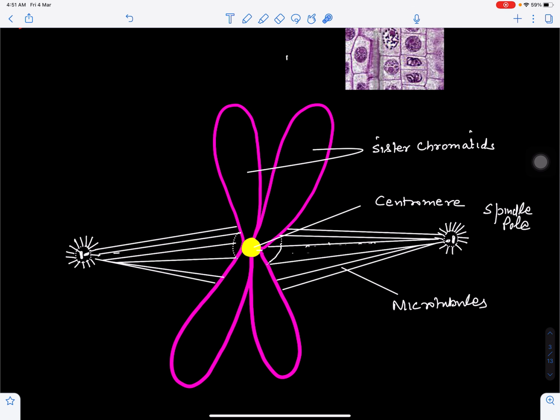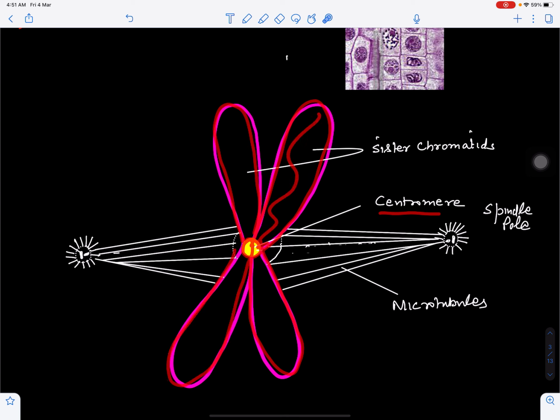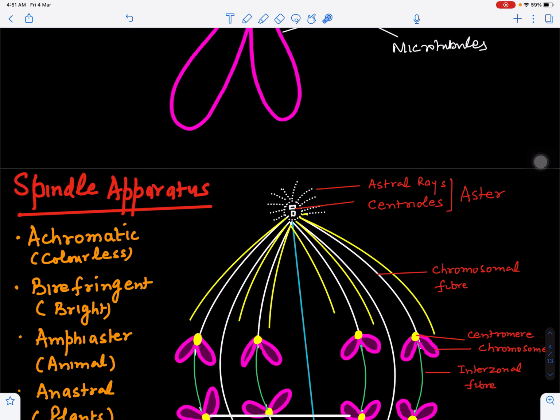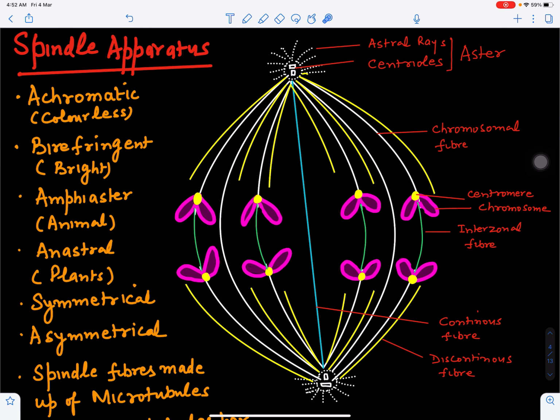Now we can see how they have attained the distinct shape of the chromosome. This central part is called the centromere and this part is called a chromatid. This is another chromatid, called the sister chromatid, and DNA is present on the chromosomes, bound with histone protein. Around this, the spindle apparatus or spindle fibers start making their appearance. Spindle fibers are made up of microtubules. In the next slide we'll discuss how the spindle apparatus is produced and what its structure is.